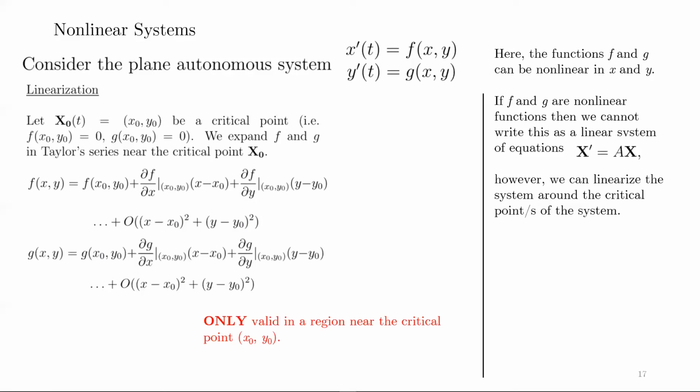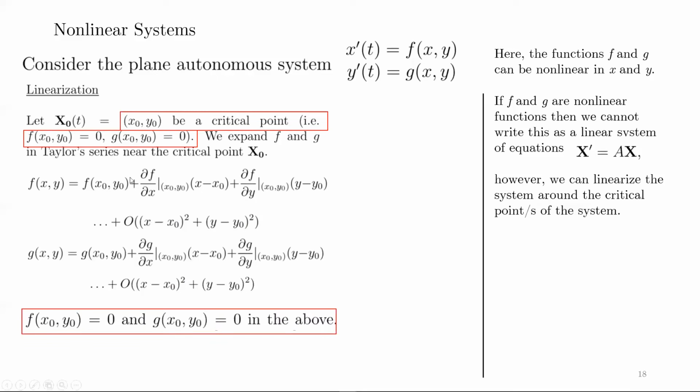Okay, but let's have a think for a minute. x naught, y naught is a critical point of the system, isn't it? So by definition of the critical point, when I evaluate the function f at the critical point, I get 0. When I evaluate the function g at the critical point, I get 0. So that means that the first two terms in the Taylor series expansion, f of x naught, y naught, and g of x naught, y naught, are 0, just because we are at a critical point.